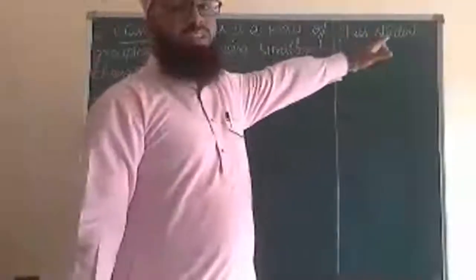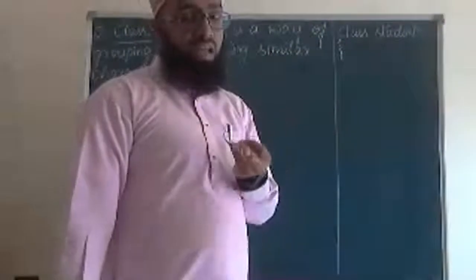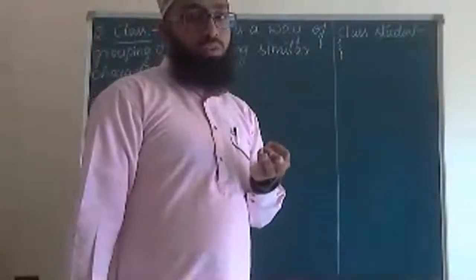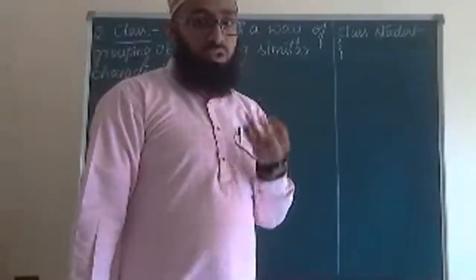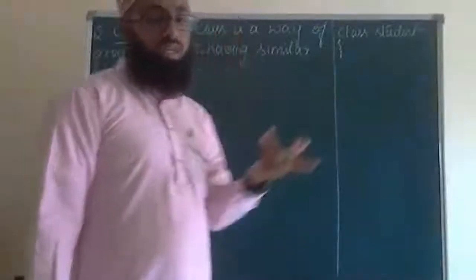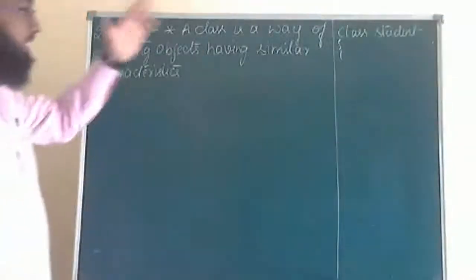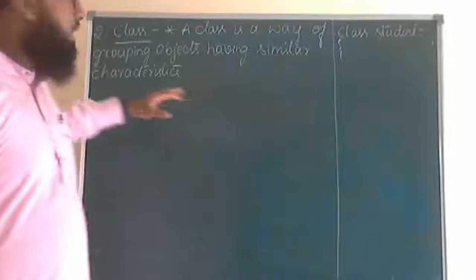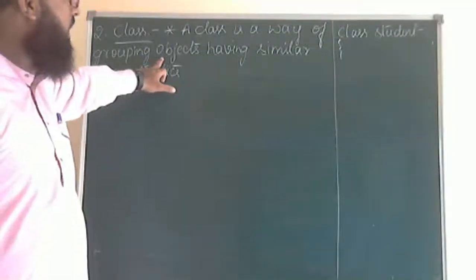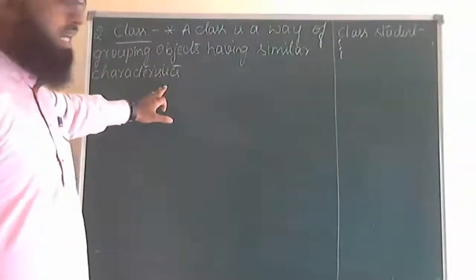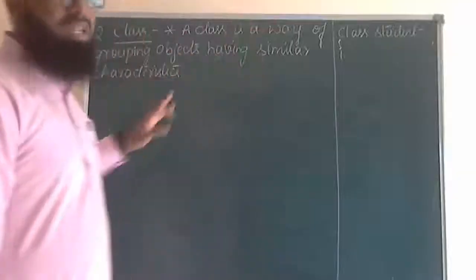Student has similar characteristics, such as name, register number, course, date of birth, father name, address, contact number, and many things. So grouping that type of objects which have similar characteristics is called a class.